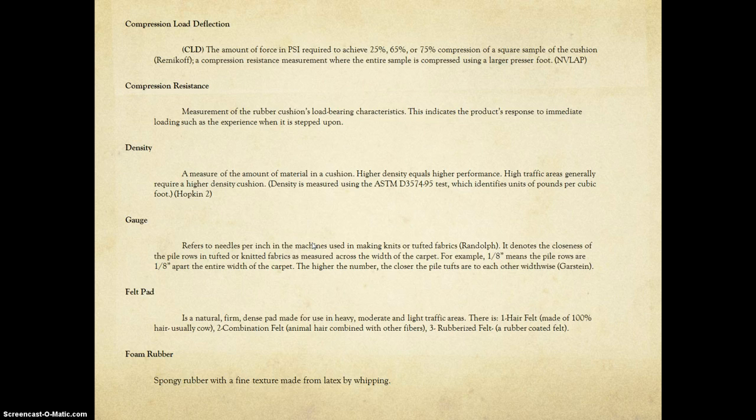There are 3 different types. The first one is hair felt, which is made of 100% hair, usually cow. Second, combination felt, which is animal hair combined with other fibers. Third, rubberized felt, a rubber-coated felt. Foam rubber: a spongy rubber with a fine texture made from latex whipping.